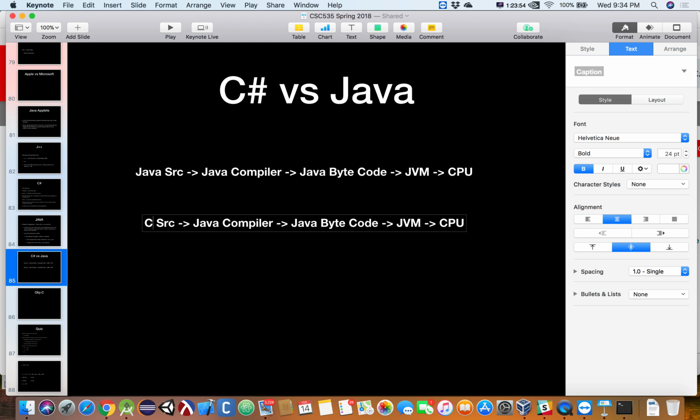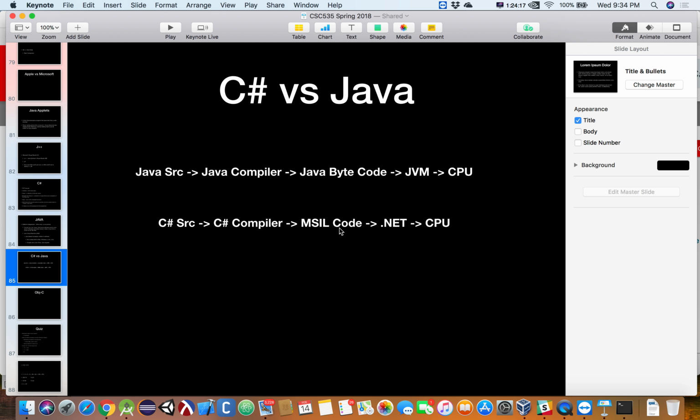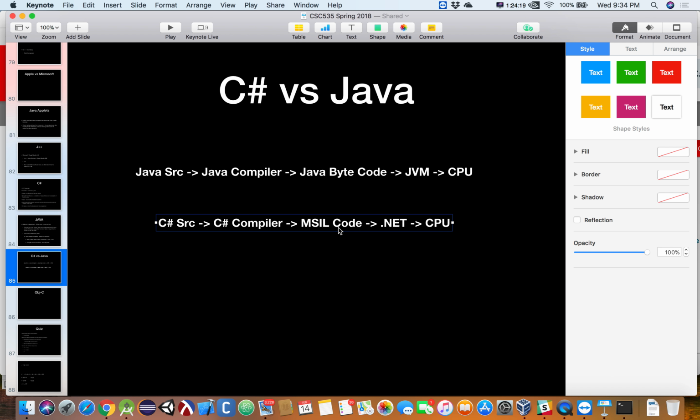So we're going to say C# goes through the... Let's call it C# compiler for a moment, which turns it into MSIL code, which then runs on .NET, which then runs on the CPU. At a glance, these look pretty similar. They've just changed a couple of words, right?